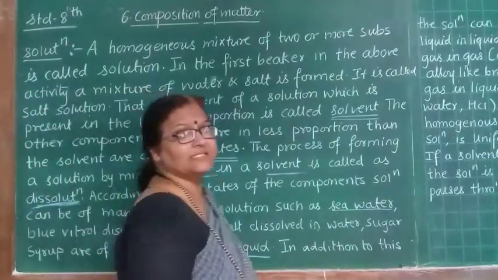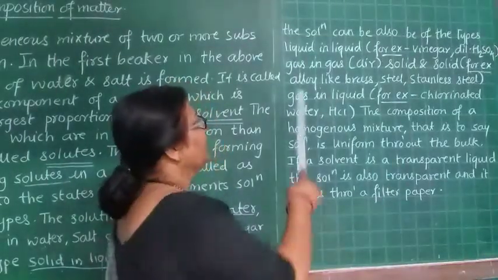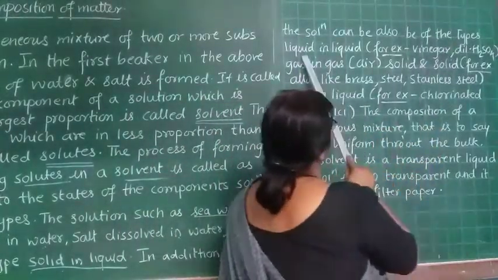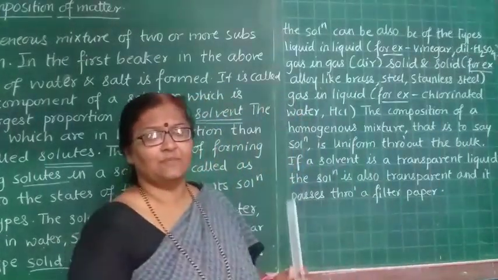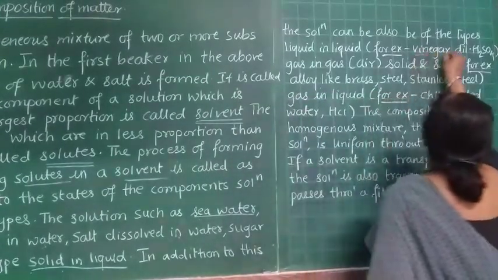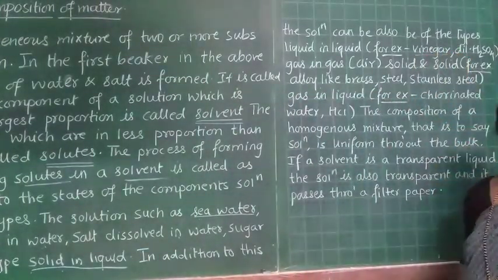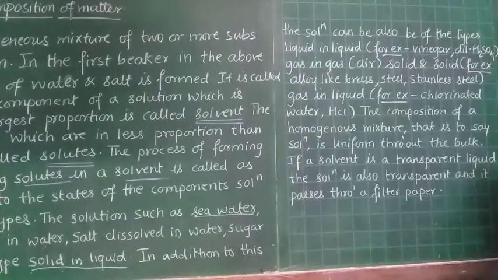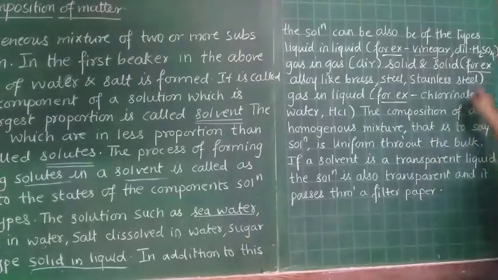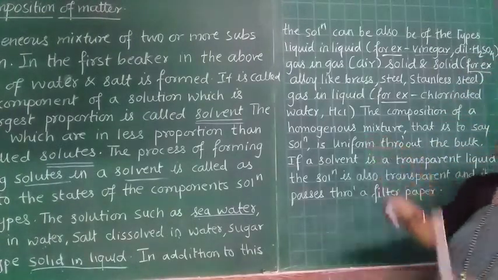In addition to this, a solution can also be of the type liquid in liquid. Whenever you see, there may be liquid in liquid also. For example, see here vinegar. In vinegar, in water there is a dissolving of substances. Dilute H2SO4: there is a dissolving of concentrated H2SO4 in a dilute solution. So therefore we call it dilute H2SO4.